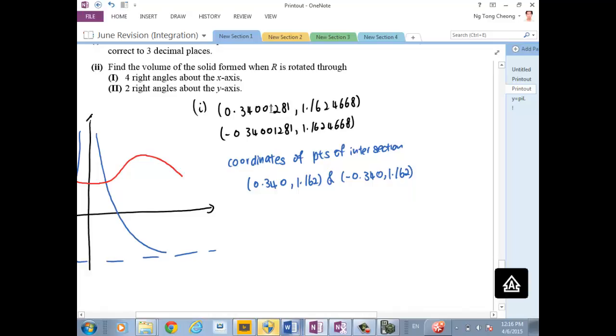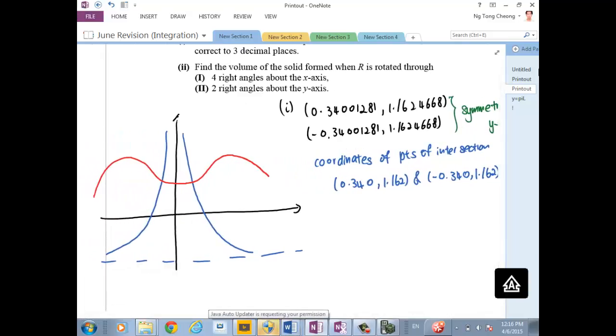0.34001281, negative 0.34001281. And you realize that the y coordinate is the same, and the x coordinate is just the negative of each other. So one thing that you can infer from here is that the curve is symmetrical about your y-axis. Symmetrical about your y-axis. It's going to come in useful when we solve for the volume.